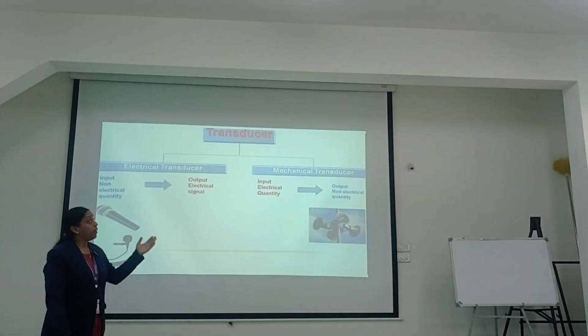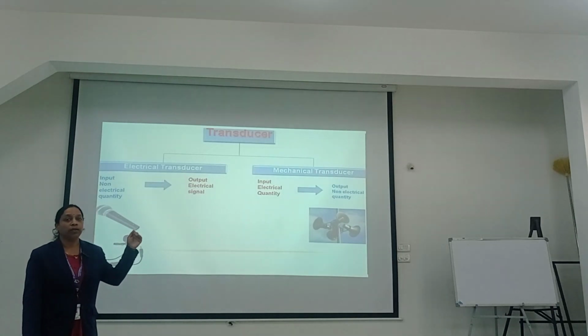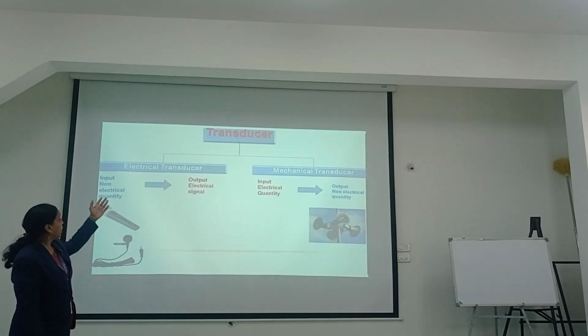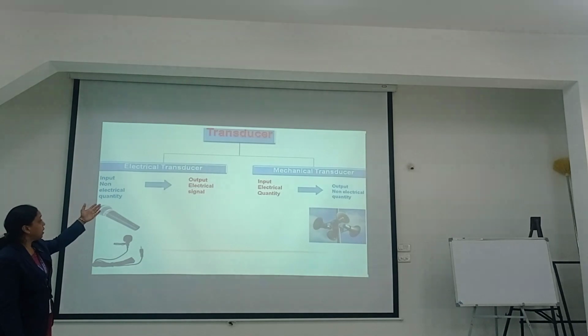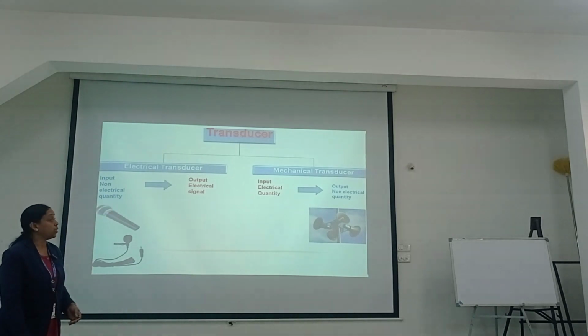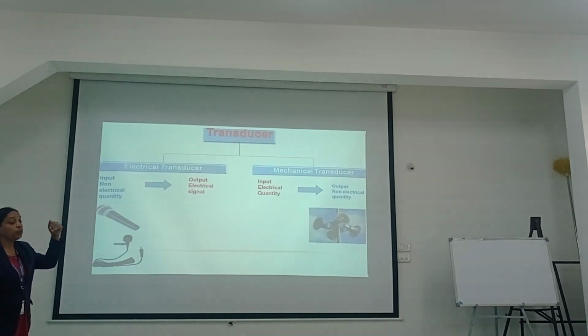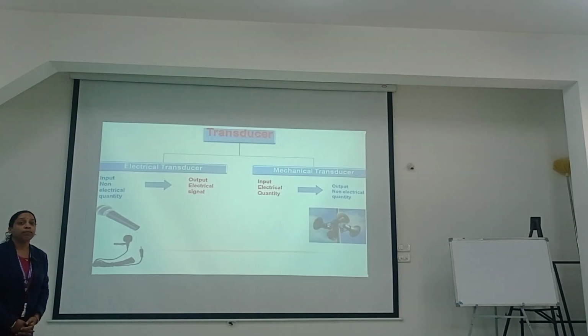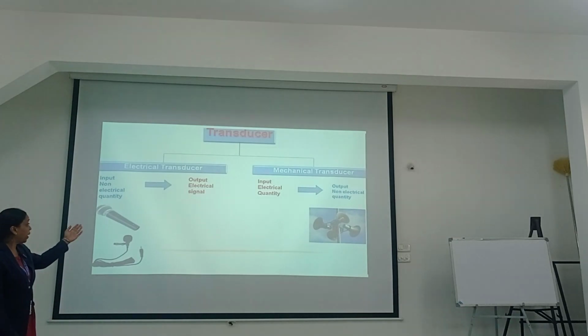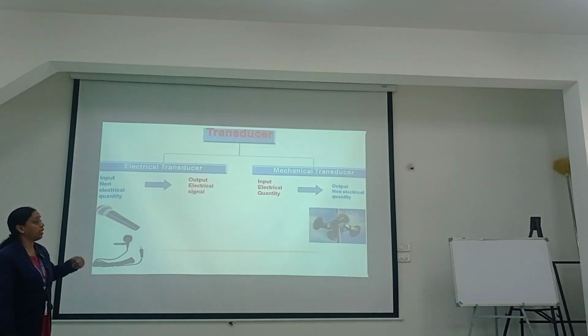So basically, the transducers are of two types. Broadly, we can classify it as electrical transducer and mechanical transducer. The function of the electrical transducer is it converts non-electrical energy to electrical energy. The best example for this is microphone. The function of the microphone is to convert the sound energy to electrical energy.